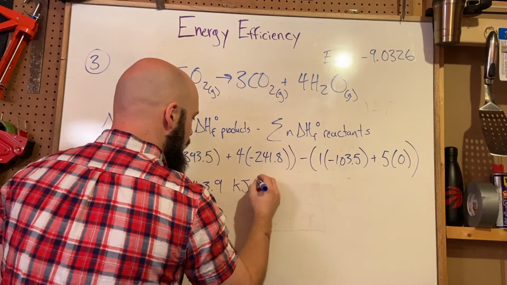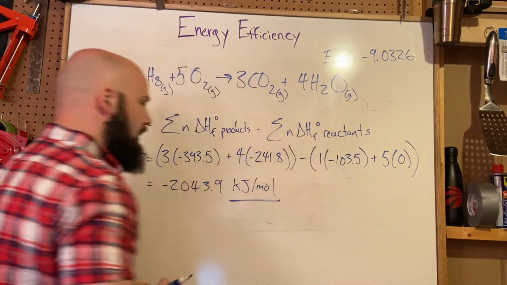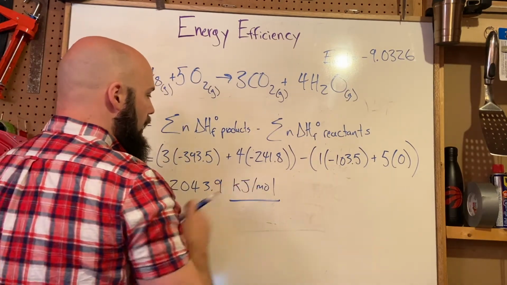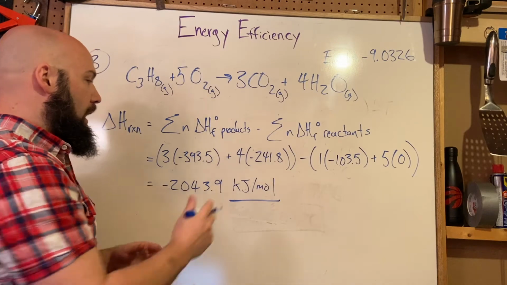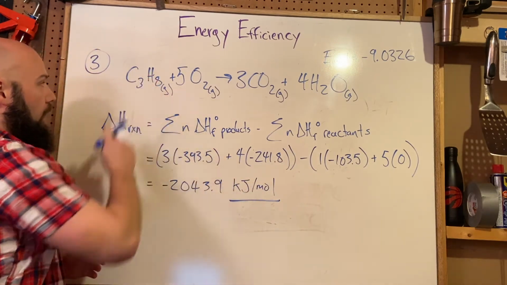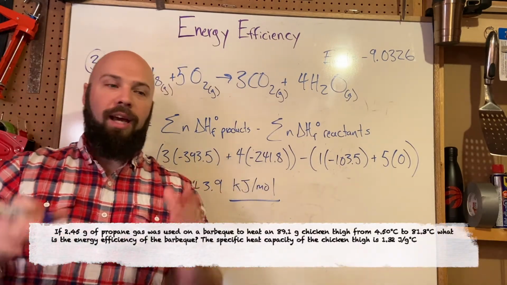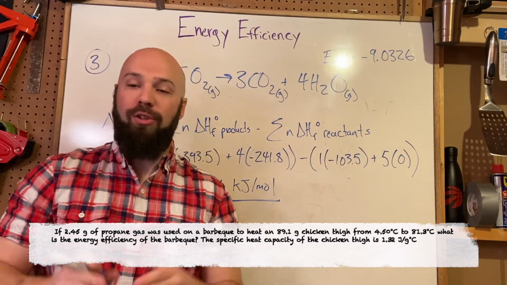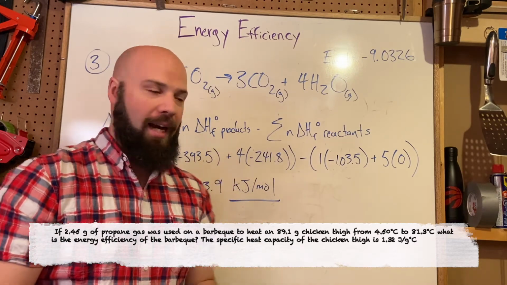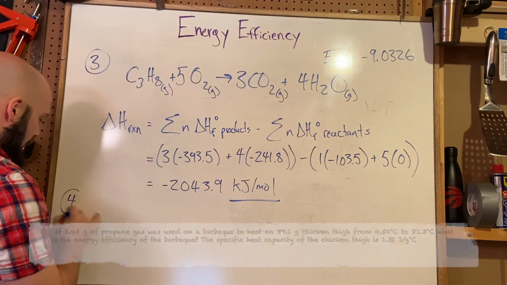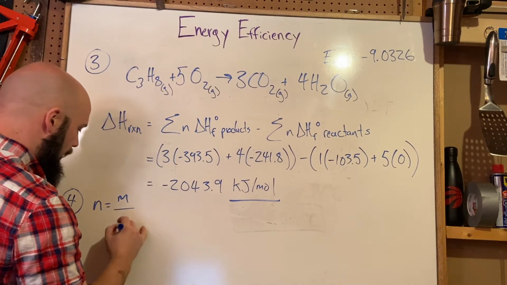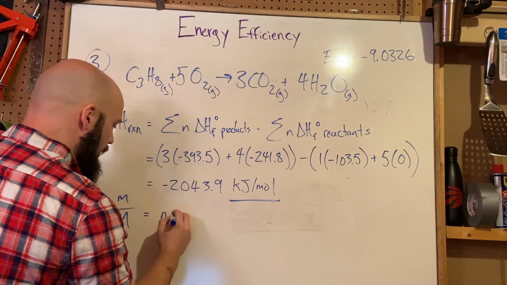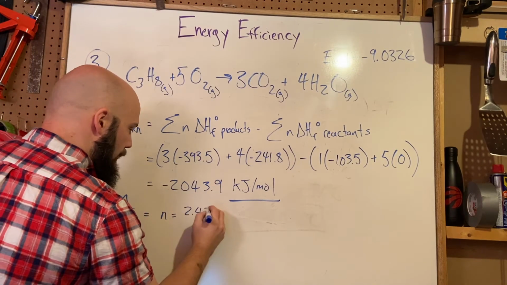Multiplying all these values together, you're going to get a final answer of negative 2043.9 kilojoules per mole. Okay, and because it's a molar enthalpy of formation and you're multiplying those n values, we need to take into consideration that this was for 1 mole of propane, and we don't necessarily have exactly 1 mole of propane being burnt. Looking back at the question, it started off by saying 2.45 grams of propane gas were burnt. You need to do a quick gram to mole calculation to get your molar value of propane.